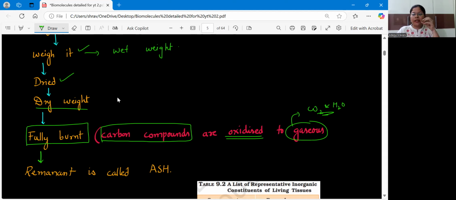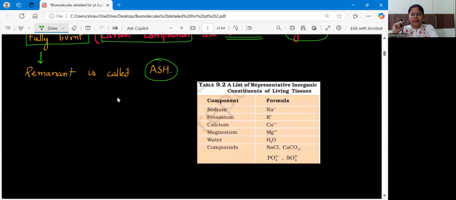So when you burn any living tissue in the presence of oxygen, that is in the open air, then we get the ash. Now this ash should be analyzed. Analyzed means studied. Clear? So what are the components when we do the ash analysis? We get all the inorganic components. Clear? Now what are the inorganic components we can get?